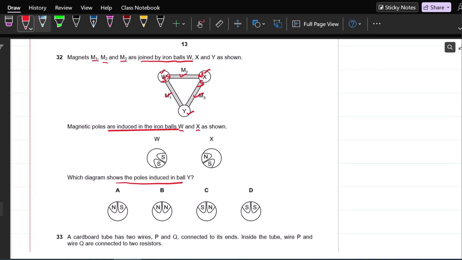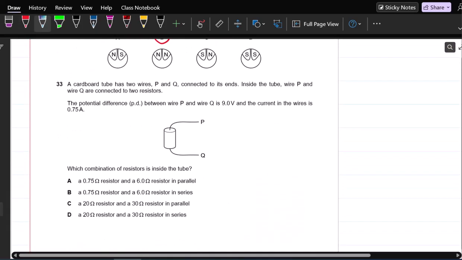Okay, so we have to tell about this. If this end of the magnet is south, so here it will be having north. The other end will be the north. And here the magnet is having south pole, so here the ball will be having north pole. So the ball is having north and north poles induced, so B is right. Easy question. Question 33 now.